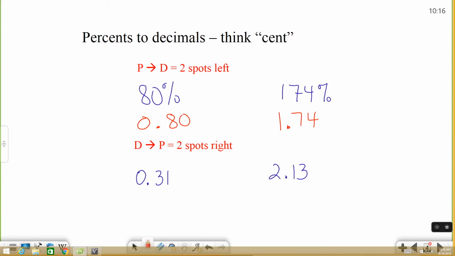So if I see 0.31, I think of 31 cents or 31%. And there you go. Same thing with 2.13, I can think of it as $2.13 or 213 cents, 213%. It's just a nice little easy way for me to get from one to the other. Let's keep going.